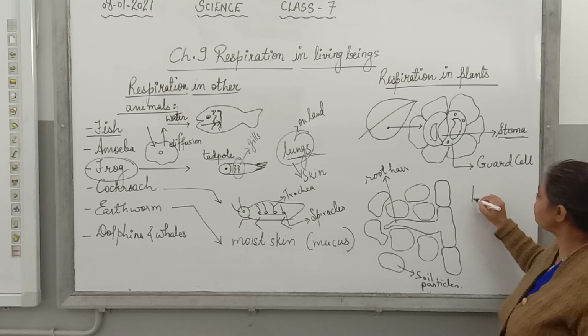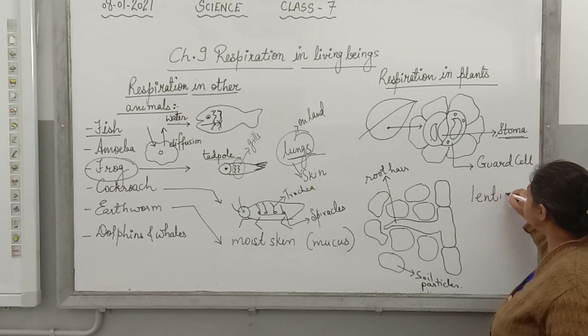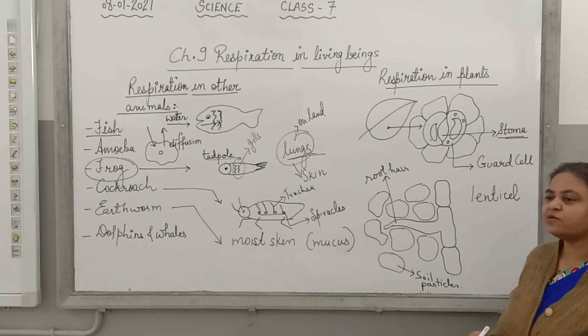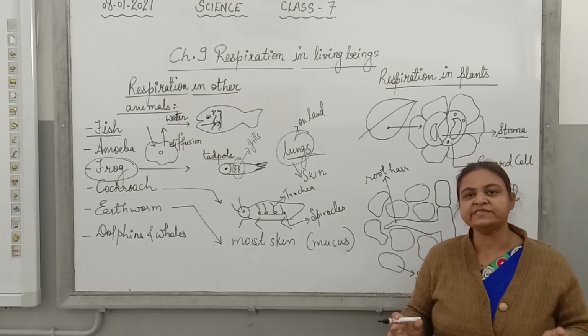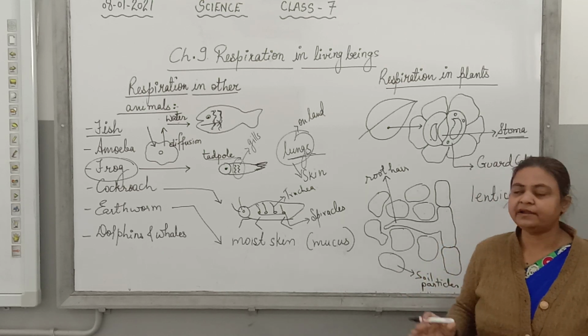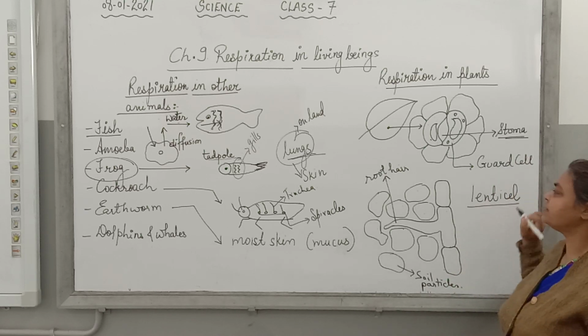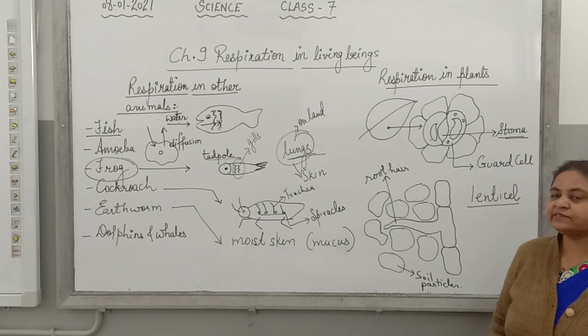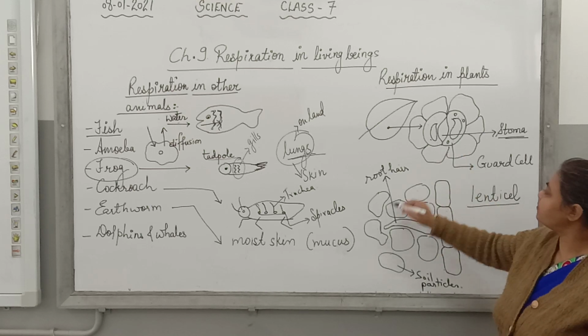Then in the stems you have special structures called lenticels. These are also holes. They are present in the old stems which are hard and they allow the exchange of gases in the plants. So in the plants we have a process of diffusion.